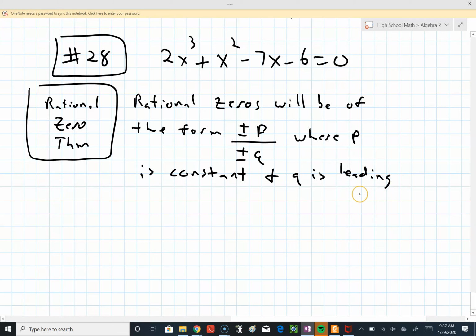Grace, what do I mean by leading coefficient? The first coefficient. Well said, Grace. Any questions about that? What do I mean by the constant, Kobe?